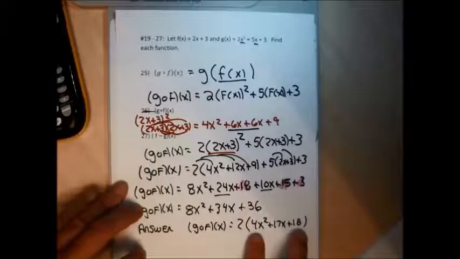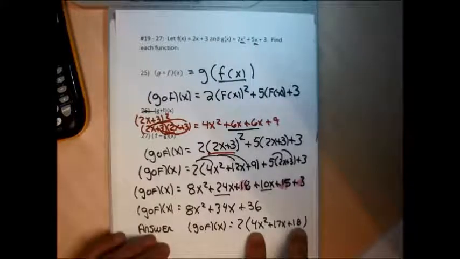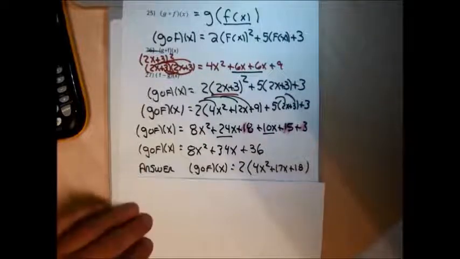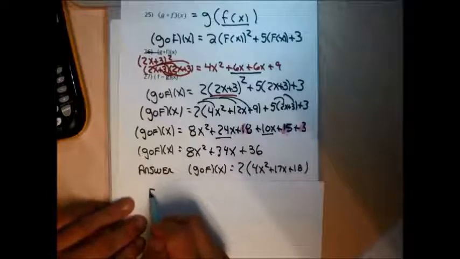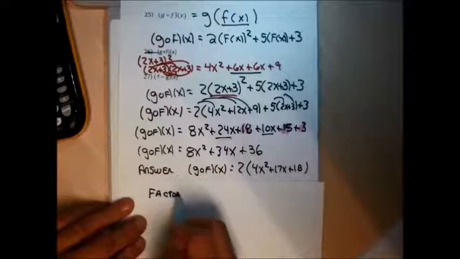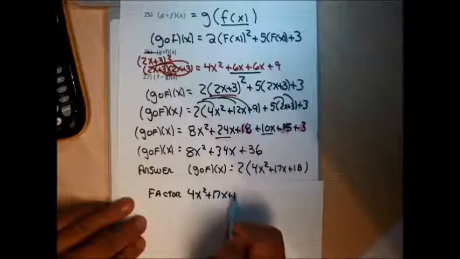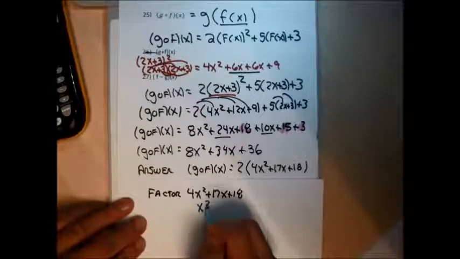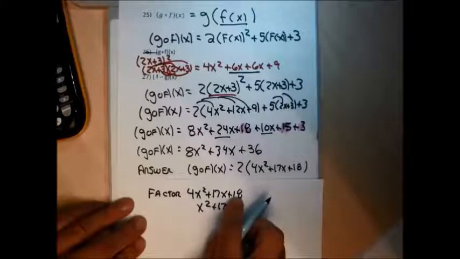To try to factor this, I'd have to multiply 4 times 18 and get 72. Oh, it does factor. Heck, let me factor it since it factors. But I wouldn't expect this from you on a test. But I'm going to try to factor 4x squared plus 17x plus 18. First step is to multiply and rewrite. I'd get x squared plus 17x plus 4 times 18, which is 72, I think.